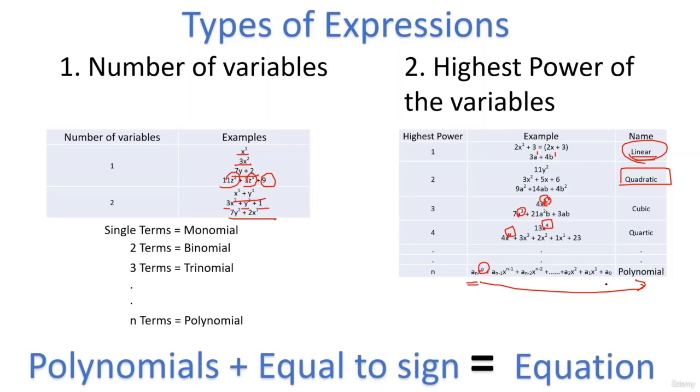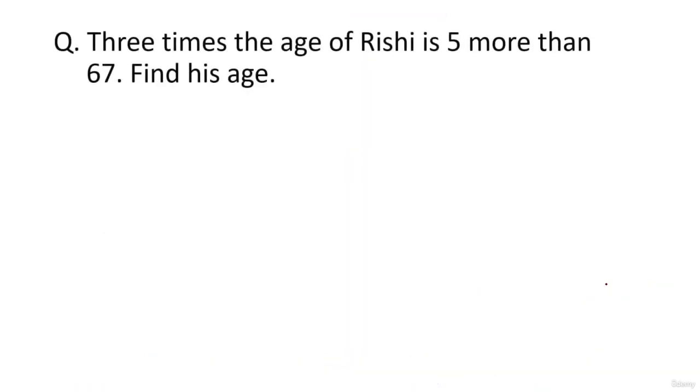So now we'll learn to form linear equations, simple linear equations, and solve questions based on them. 3 times the age of Rishi is 5 more than 67. Find his age. Okay, so first things first, we start by assuming Rishi's age to be equal to some variable.